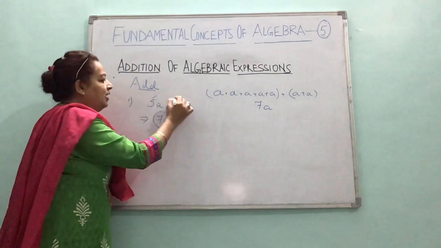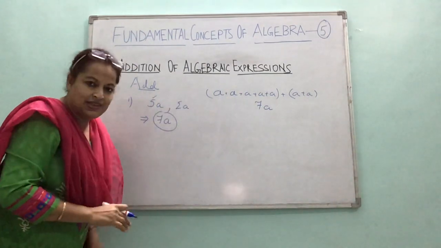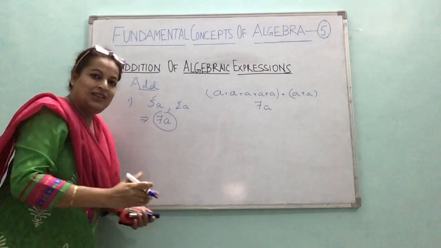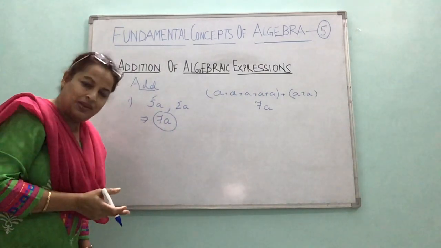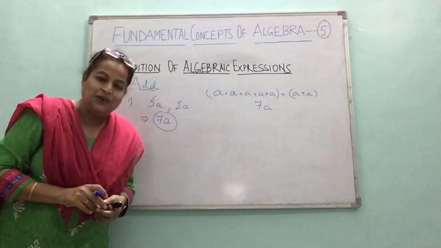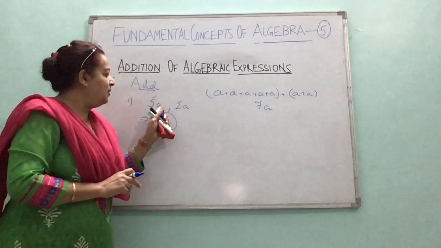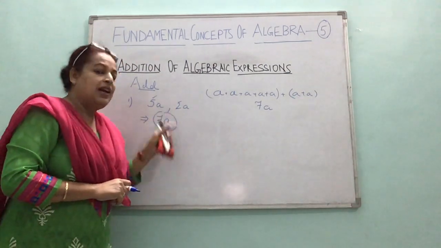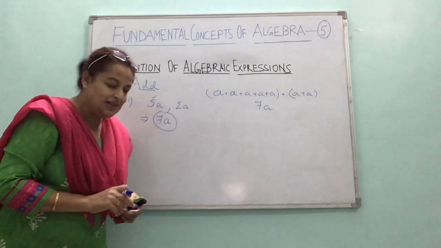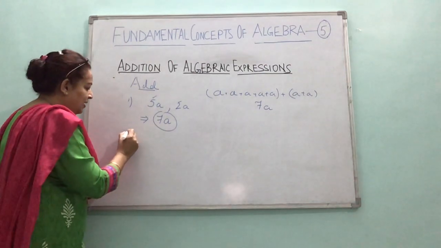We just add the integer part, whatever the sign is there. Right? This is what you have to remember in addition and subtraction both. But today I am taking up addition of algebraic expressions. So the literal part, that is the alphabet part, remains the same. We just add the integer part. Right? Okay.